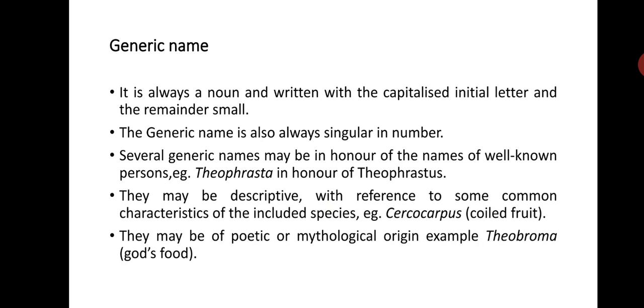So next, moving on to the generic name. Generic name is always a noun and written with a capitalized initial letter and the remaining small. The generic name is also always singular in number. Several generic names may be in honor of well-known persons. Example, Theophrasta is in honor of Theophrastus. They may be descriptive with reference to some common characteristics of the included species. Example, Cercocarpus, whose common name is coiled fruit. They may be of poetic or mythological origin. Example, Theobroma, which is called God's food.